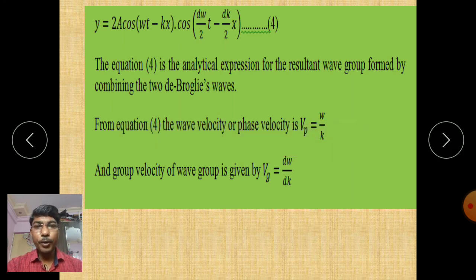Friends, from this video we have learned what the de Broglie wavelength lambda is and what the de Broglie wave velocity is. The de Broglie wave velocity means the phase velocity. And the particle velocity means the particle moves with the group of waves, so the group velocity is equal to the particle velocity.